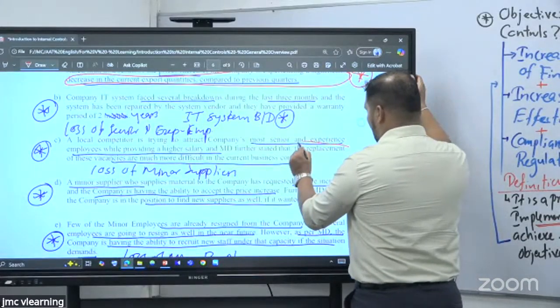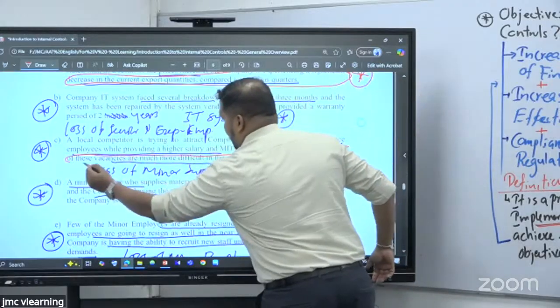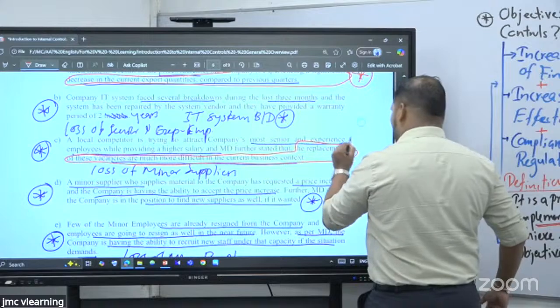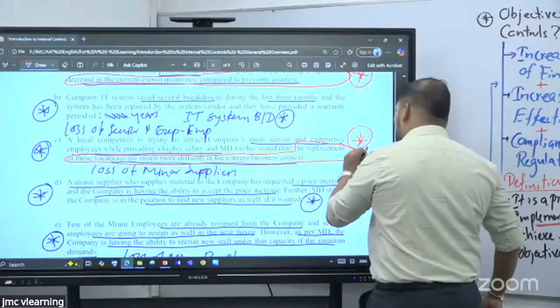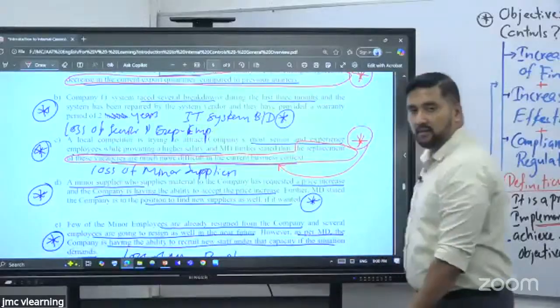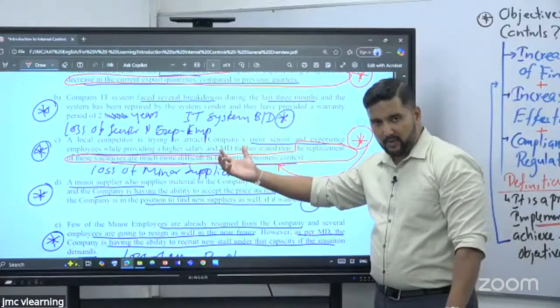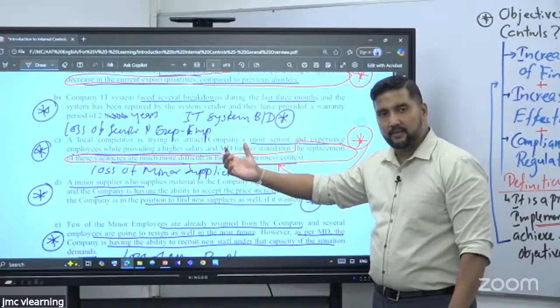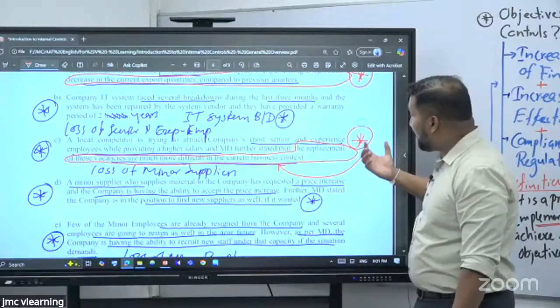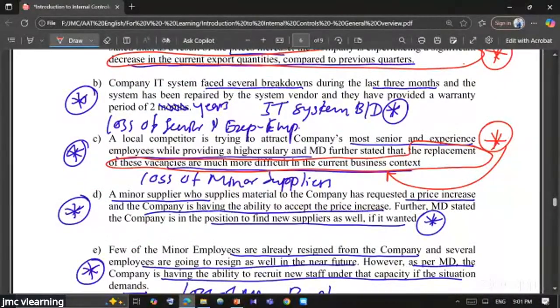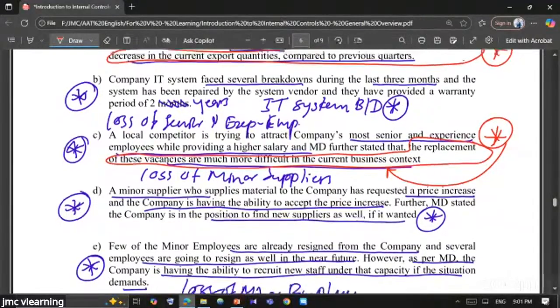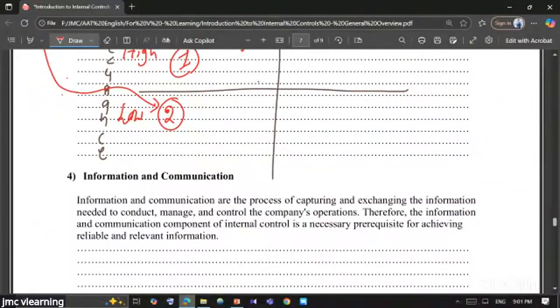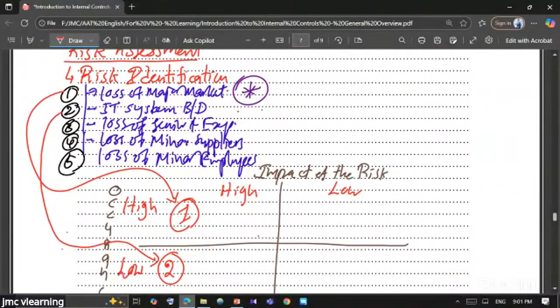This is the reason. If those people leave, replacement of people of that caliber will be a challenging task. Not just because they are senior and experienced employees. That is one aspect, but that is not the main reason. The MD is saying that if those people leave, replacing those vacancies in the current business context is challenging. So therefore, the impact is high. Occurrence? What do you think about the occurrence? High or low?